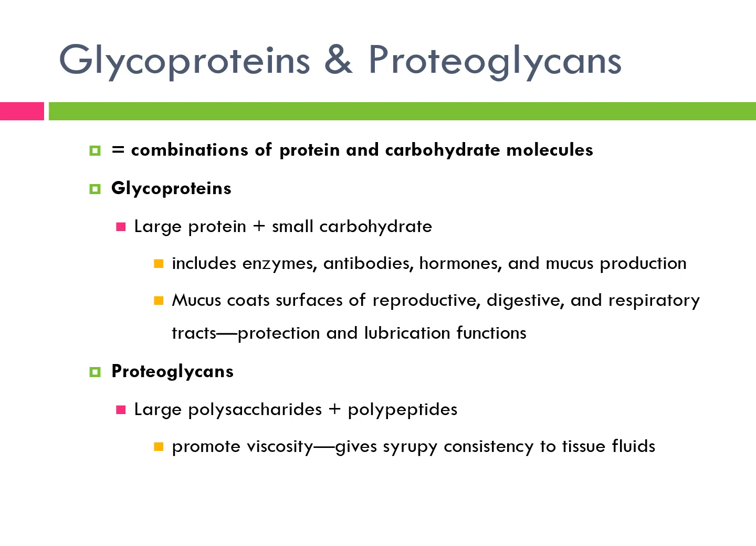We can also have combinations of proteins and carbohydrate molecules. So we can make glycoproteins, which are a large protein with a small carbohydrate. And these include enzymes, antibodies, hormones, and mucus production.